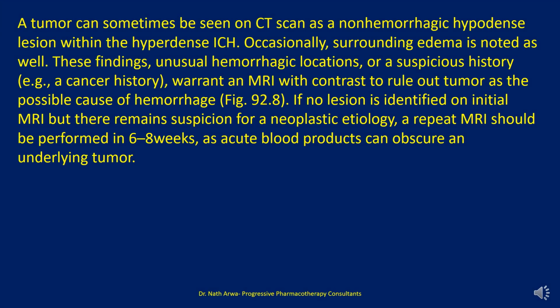A tumor can sometimes be seen on CT scan as a non-hemorrhagic hyperdense lesion within the hyperdense intracerebral hemorrhage. Occasionally, surrounding edema is noted as well. These findings, unusual hemorrhagic locations, or a suspicious history, e.g., a cancer history, warrant an MRI with contrast to rule out tumor as the possible cause of hemorrhage, as shown in Figure 92.8.